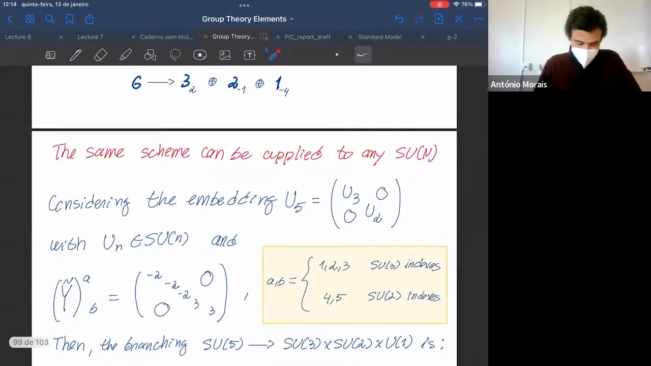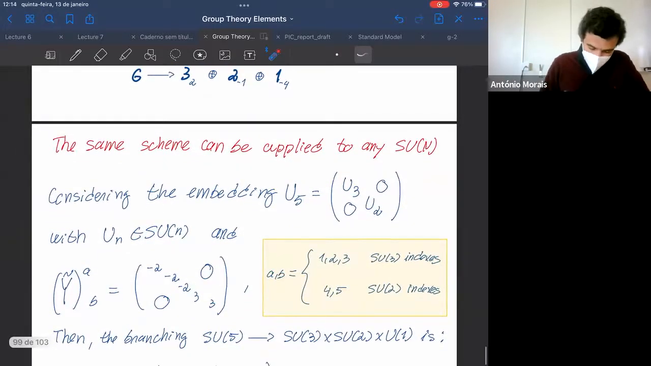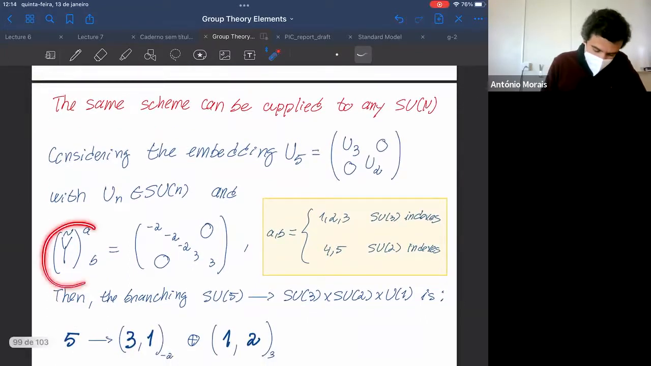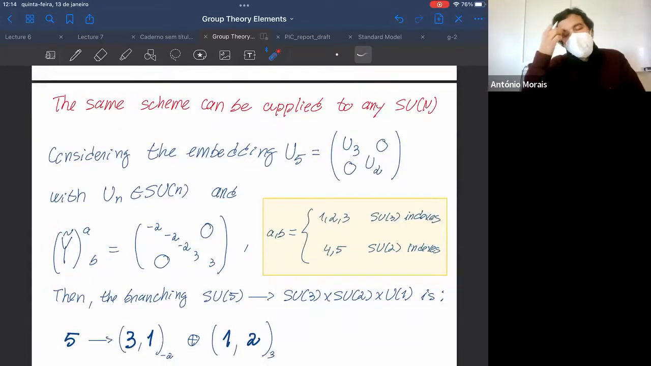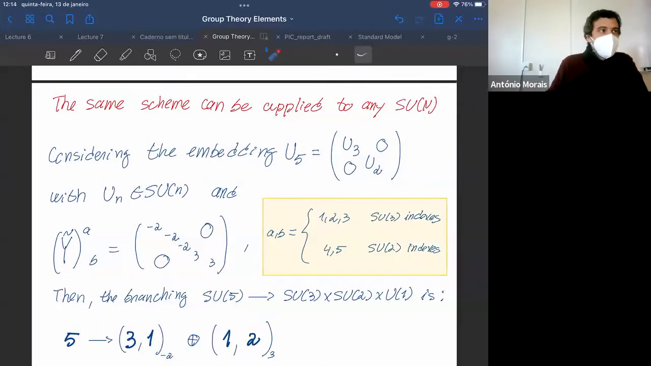And for any SU(N), this would also work. So for example, in SU(5), I can give you an embedding of SU(5) with SU(3) cross SU(2) cross U(1). So you would have this embedding here. And I give you the hypercharge matrix, which in fact is the 24th generator of SU(5). And I give you this hypercharge: minus 2, minus 2, minus 2, 3, 3.